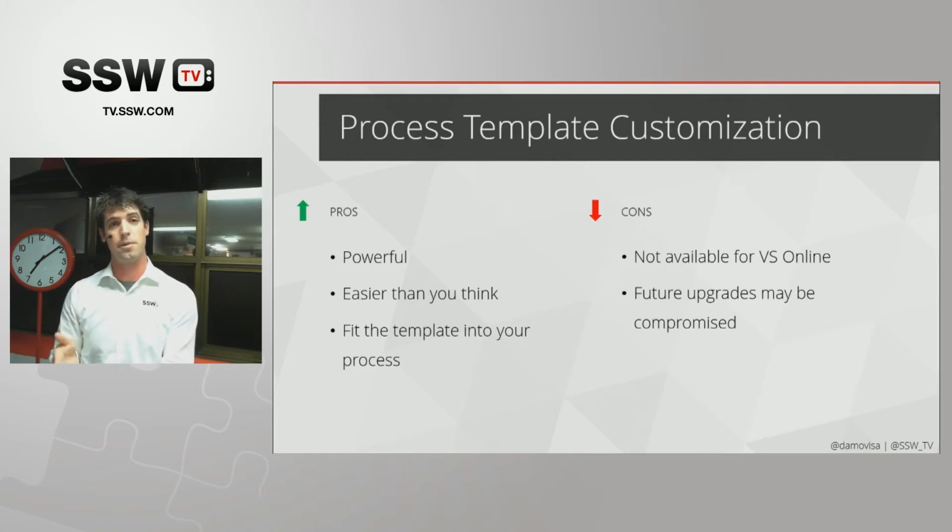So if you stick with the out-of-the-box ones, all of your upgrades are going to be smooth. They're just going to move to the new stuff and give you these new features straight out of the box. But if you make too many changes, then that upgrade path is a little bit hazy. So just keep that in mind. If you can get away with the existing process templates, it's probably better to do that.